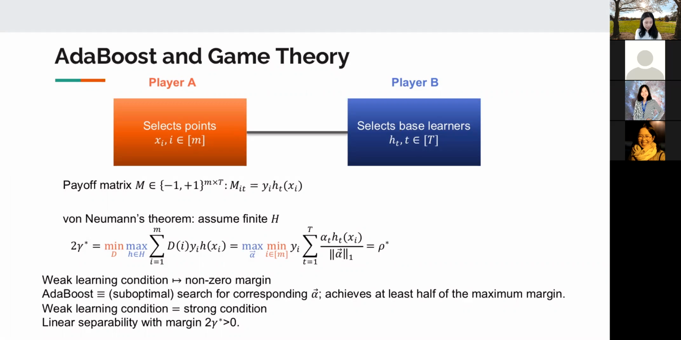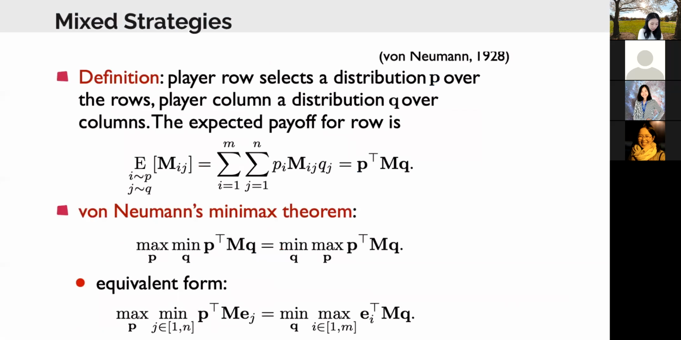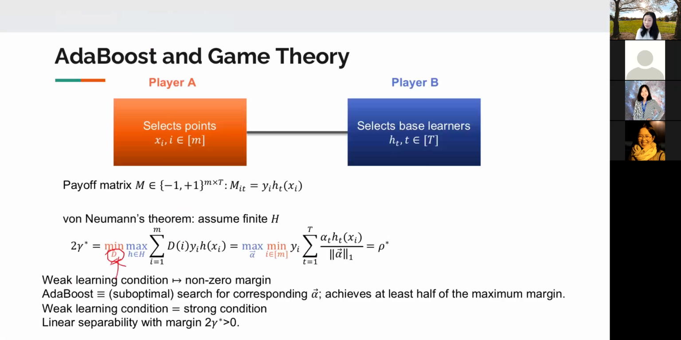Now, very interestingly, the von Neumann theorem says that if you have a finite H, then 2 times gamma star, where gamma is something you find from AdaBoost, is going to be the minimum over the empirical distribution of how you select points. Here you can see D is not selecting one of the points, but a distribution over the points. This is a mixed strategy, and also here, Q is a mixed strategy. So this D corresponds to how much you weight these empirical examples.